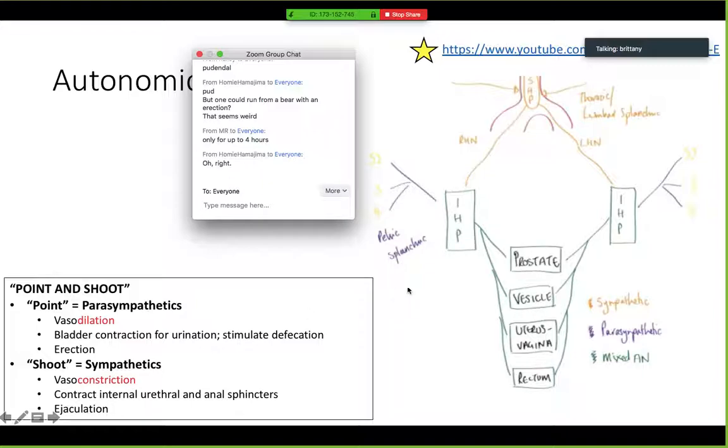All right, so is everyone good with this picture, or do you want me to go through it again? If anyone wants me to run through this again, just let me know. Otherwise, I'm going to keep going.